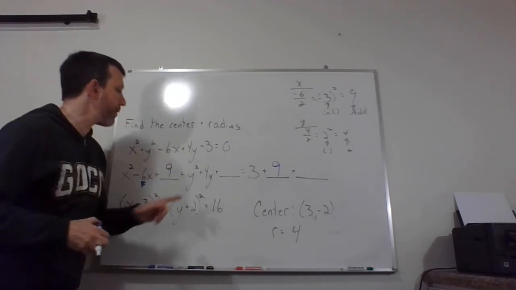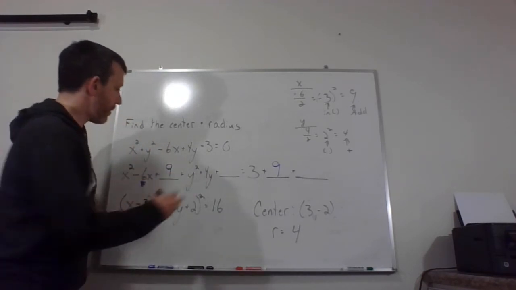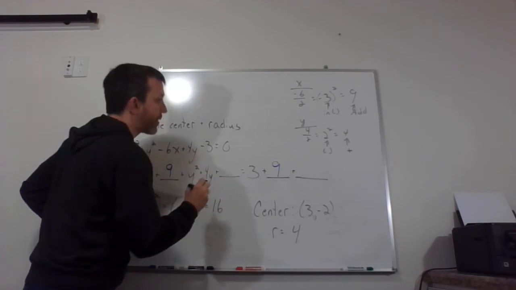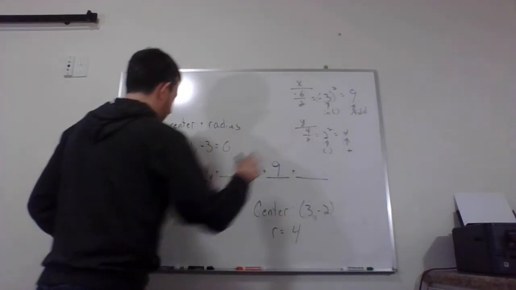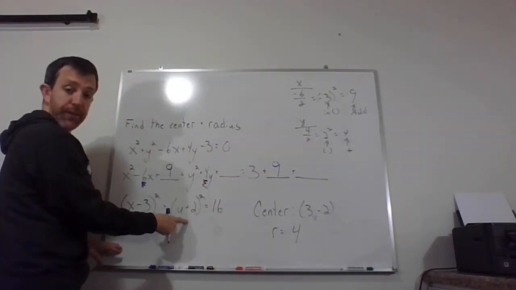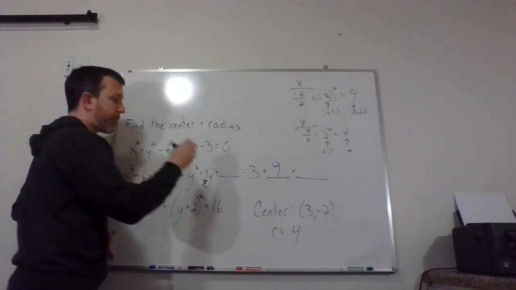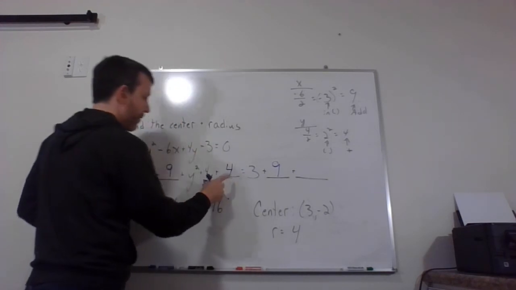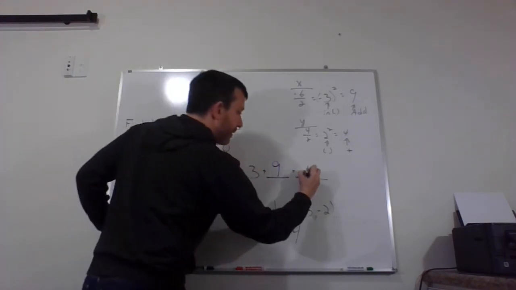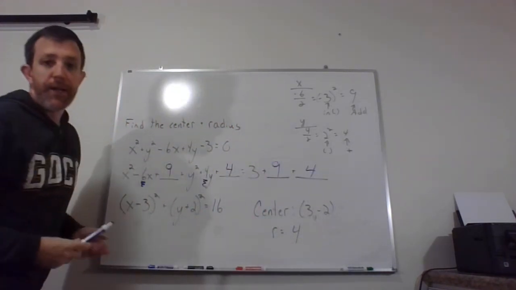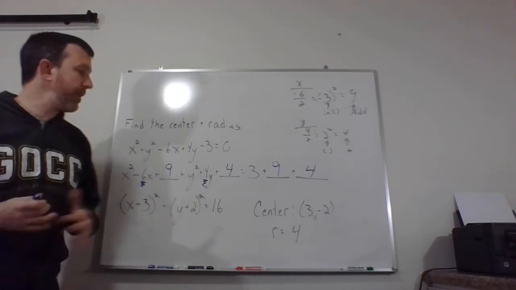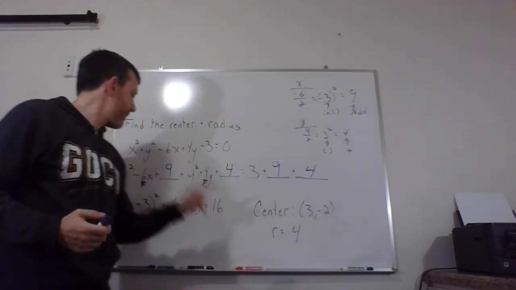Then we did the same thing for the y's. Here my middle number is a positive 4, so I took the 4 and cut it in half, and that gave me a 2. You'll notice down here for the y's, I have y plus 2 squared. When you square 2, you get another 4, so that goes in this blank and in this blank over the other side. And so now we can see 3 and 9 and 4 make 16.